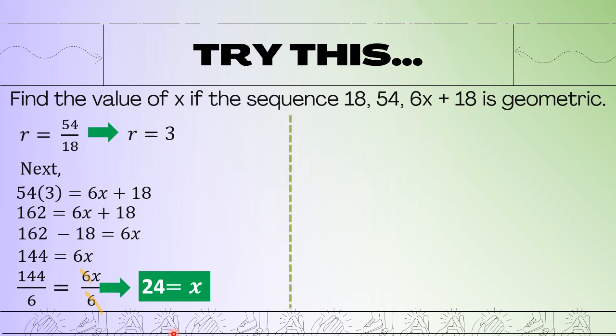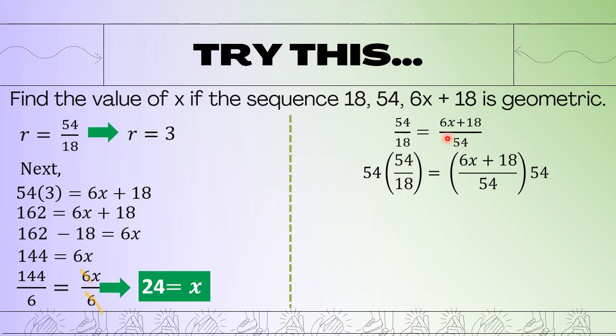Okay, so for our second solution, if you are more comfortable with this, you may use this one. So here I just wanna equate the ratio of 54 and 18 with 6x plus 18 and 54. And so I'm gonna get the LCD, and that is 54. I'm gonna multiply both sides of the equation by the LCD 54. And so as you can see here, 54 times 54 divided by 18, that would be 162. And here, shortcut, I'm just gonna cancel this out. So 54 divided by 54, it's 1. Multiplied with 6x plus 18, it's still 6x plus 18.